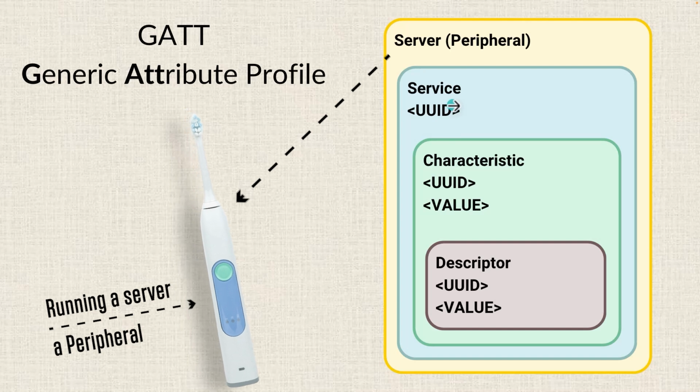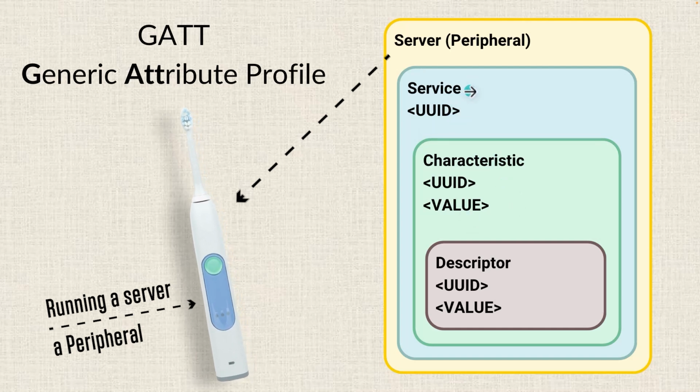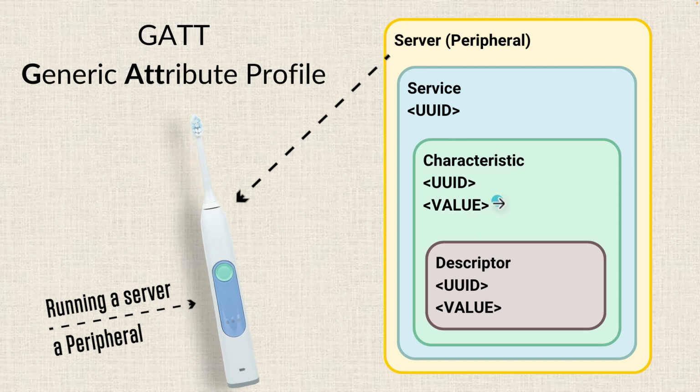Now each service can have multiple characteristics associated with it. And the characteristic is the actual value, right? So let's say that this was the user data service for my toothbrush, and let's say that the characteristic here is like time running, something like that. And so the value would be, I don't know, how many seconds it's been running since it last started. Notice that the characteristic also has a UUID.